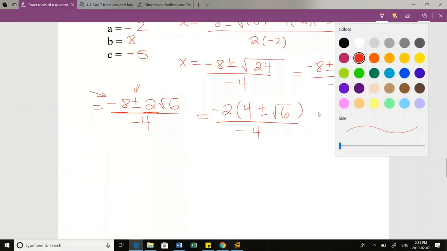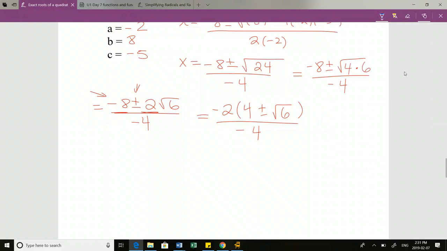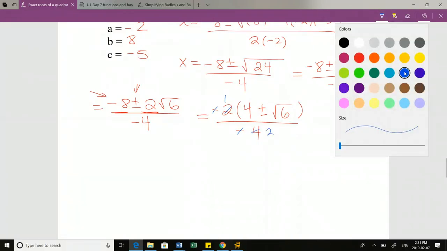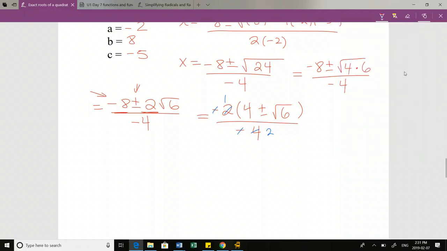Okay, now I should be able to cancel. So the negative and negative will cancel. Negative and negative make positive. And 2 and 4, that reduces to just a half. Oh, no, never mind. Sorry, I thought I did something wrong, but I'm good. Any questions so far? Okay, split into your 2 options.